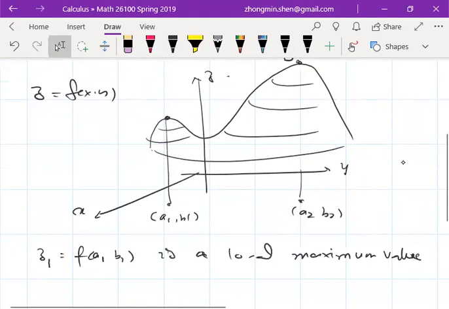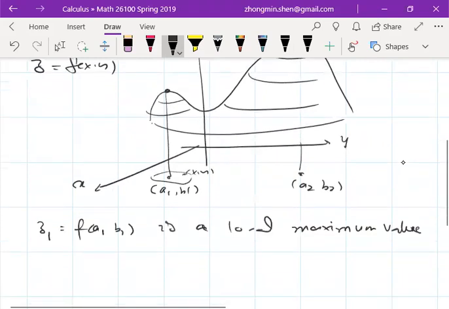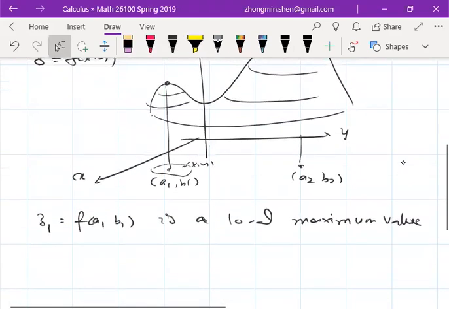But locally, for x, y close to that point, okay? When x, y is close to (a1,b1), then the value of the function is always smaller than or equal to the value of the function at (a1,b1), okay? So this is a local maximum, it's clear from the picture. Now, the question is how do we find the local maximum value?